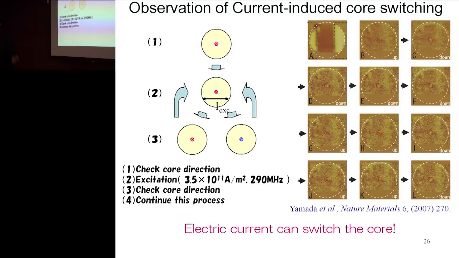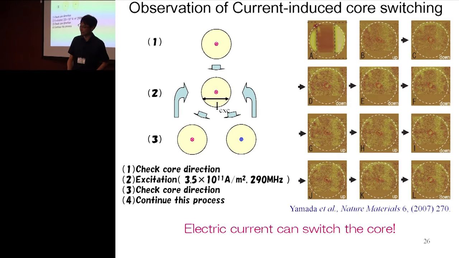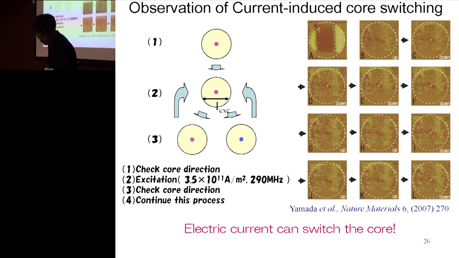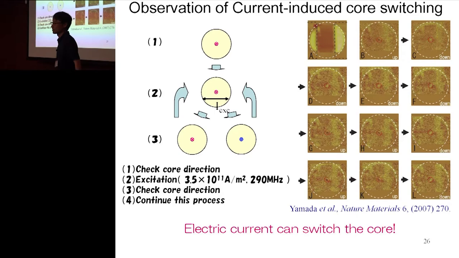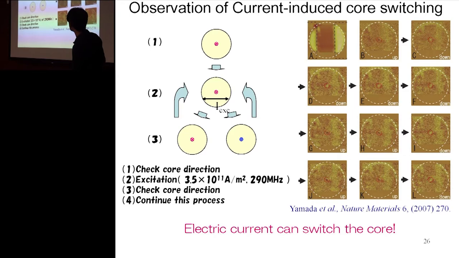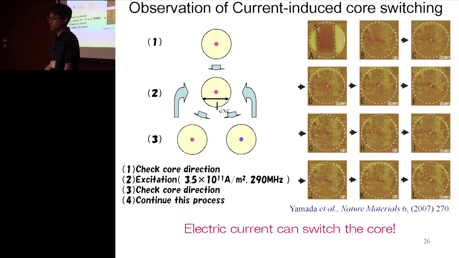And actually the experiment was very simple. By using MFM, we can see the direction of our magnetic core. And then we excite our system by injecting AC current like this. After that, we check again the direction of the core by using MFM. And this is the result. Okay, can you see here? The dark, bright, dark. These successive MFM images are taken like that. So sometimes you see the change in the contrast from dark to bright, or bright to dark. It means by injecting a current, you can flip the core magnetization.